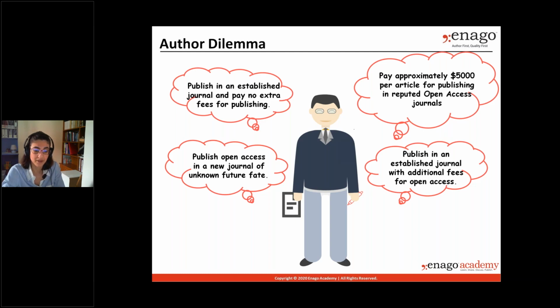This is a dilemma that inevitably we all go through, and it's something you will have to weigh based on your own circumstances, the funds you have available, and the specific parameters that you need to take into consideration for your team, your project, your funding agency, your career, your department. So this is something you will have to weigh on a case-by-case scenario.